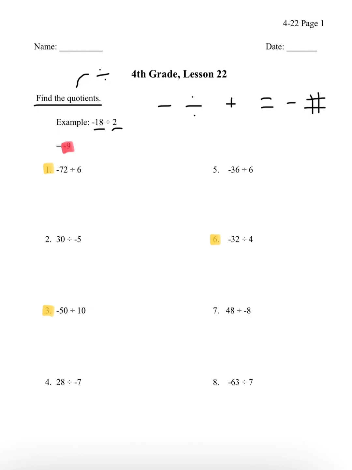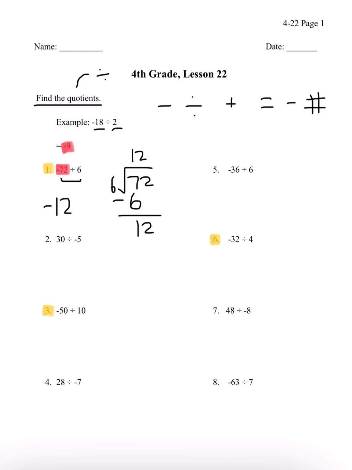I'll be going over number 1, 3, and 6. Number 1, we have negative 72 divided by 6. So we just have to divide 72 by 6 first. And we see that 72 is a negative number, so our answer is going to be a negative. So let's divide 72 by 6. 6 can go into 7 once. 7 minus 6 is 1, bring down the 2, and 6 can go into 12 two times. So our answer is going to be negative 12.